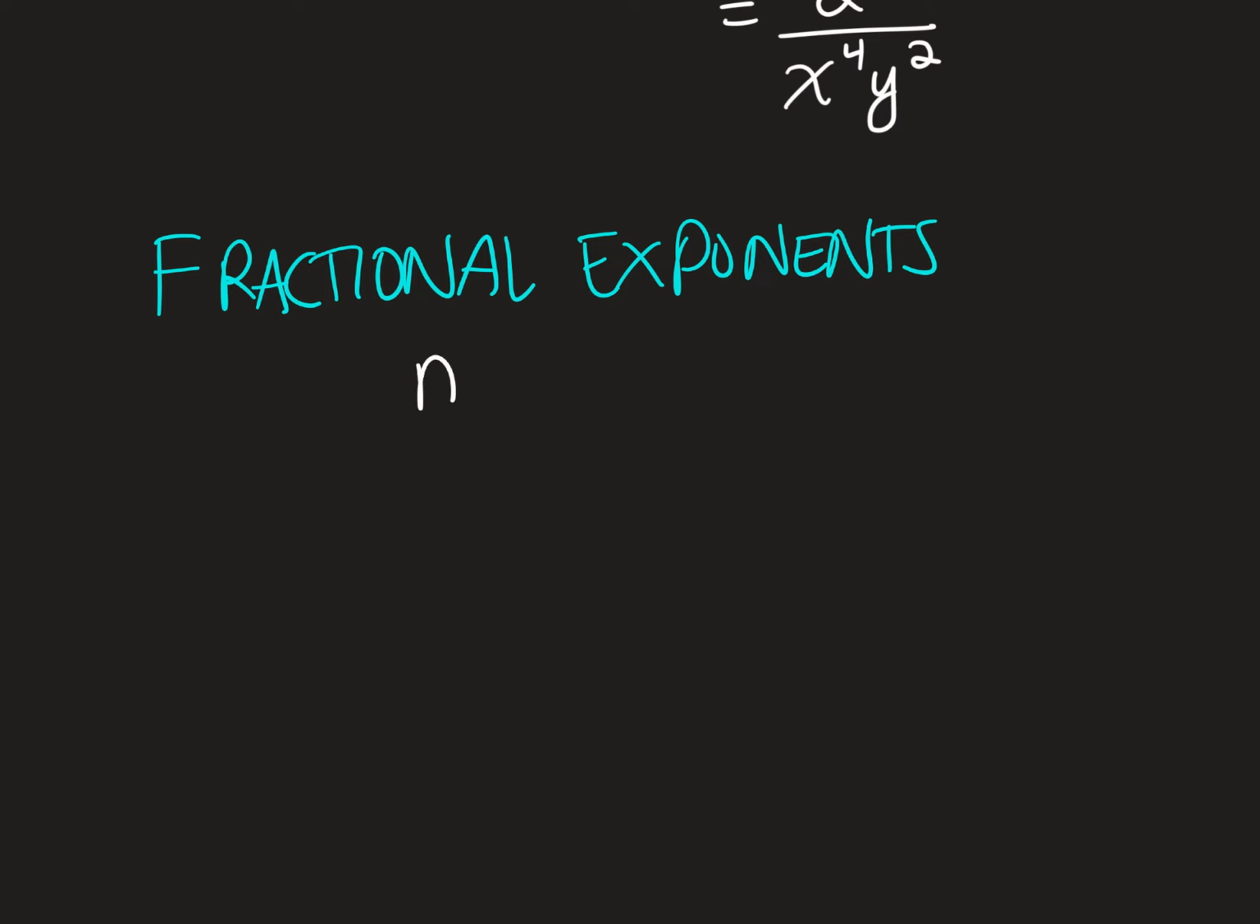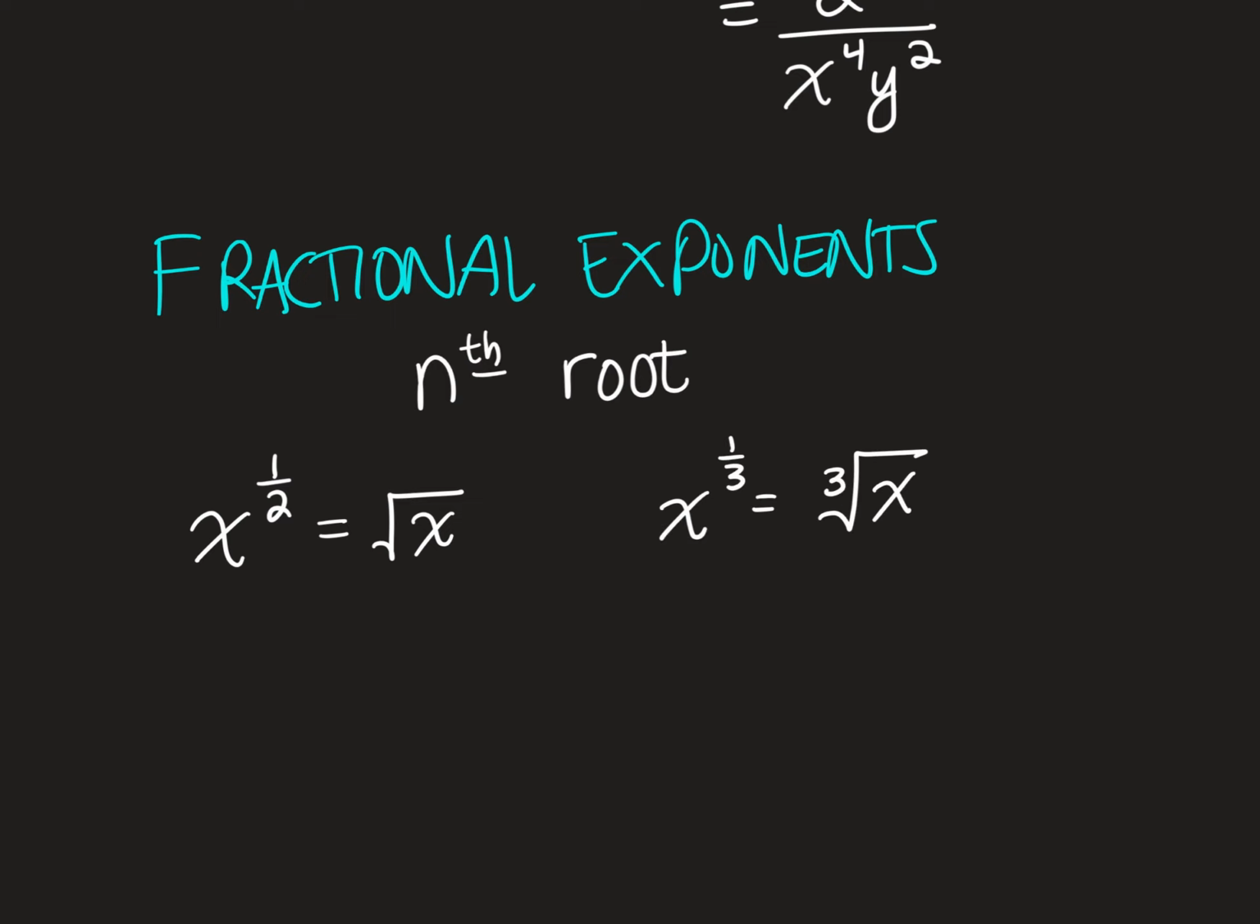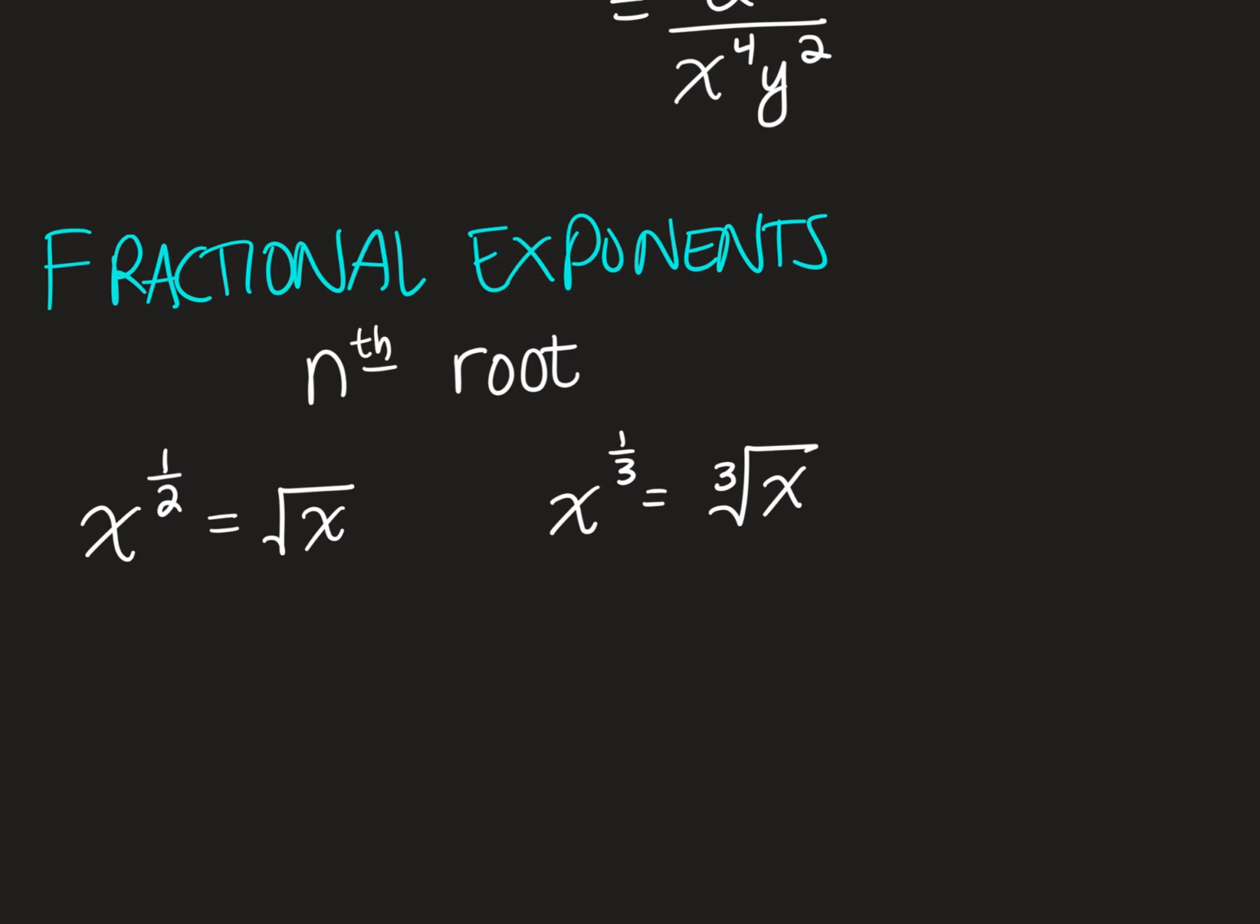Okay, so this is one that a lot of people have trouble with. I'm going to call it the nth root because it's going to depend on what the exponent is. So for example, if I gave you something like x to the 1/2 power, that is just the square root of x. If I give you x to the 1/3 power, that is just the cubed root of x. If I give you x to the 1/21st power, that is just the 21st root of x. Okay, it doesn't have to be a number that we actually have worked with before.